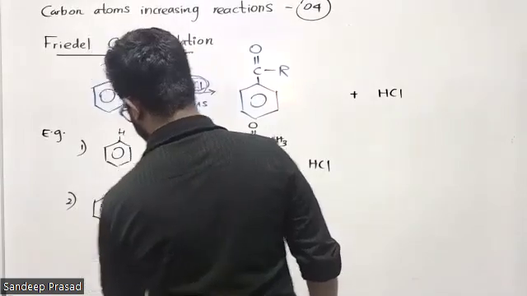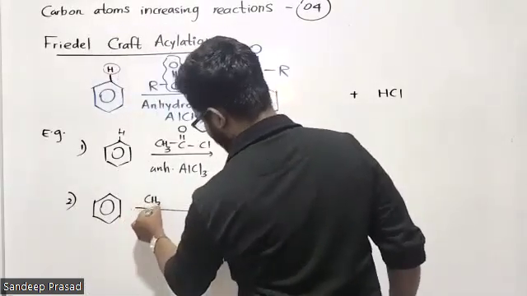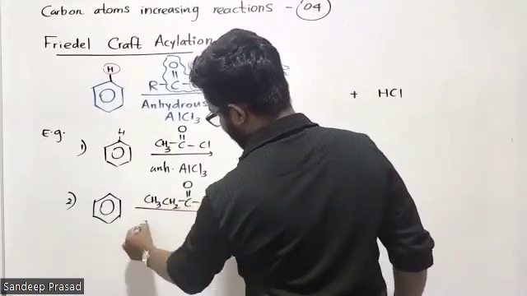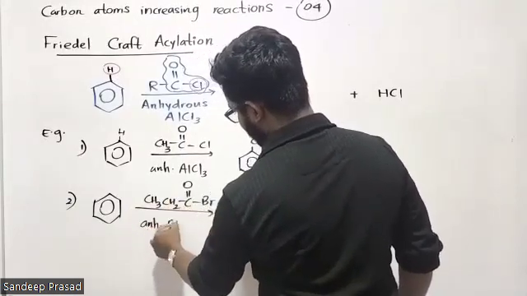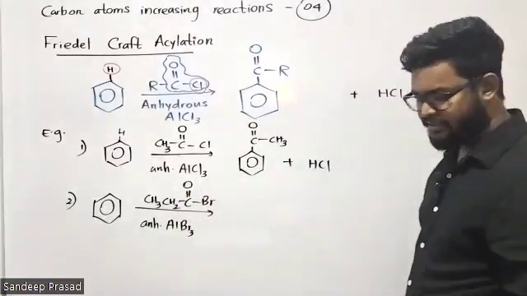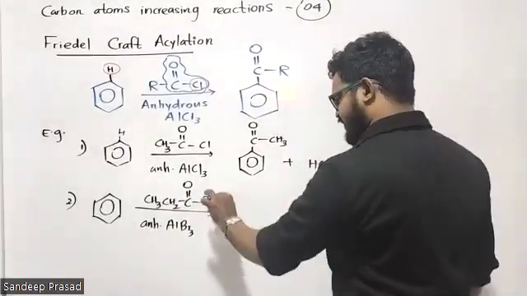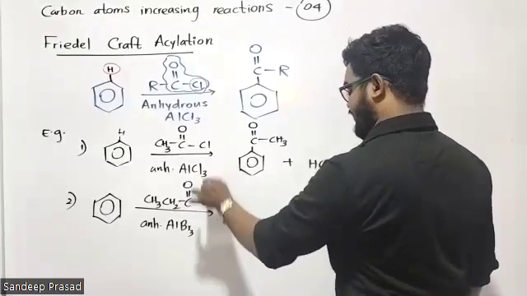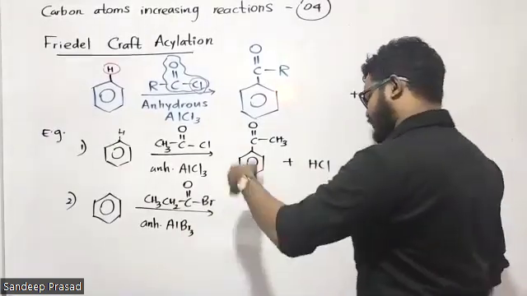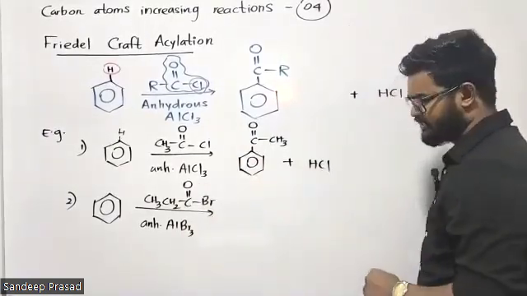Another example, number 2. We have benzene. We are going to add CH3, CH2, C double bond O, Br. And here we have anhydrous aluminium tribromide. Aluminium trichloride also can be taken, right? It doesn't matter. Even though we have used bromine, we don't definitely have to use aluminium bromide. We can use aluminium trichloride or aluminium tribromide, it doesn't matter.